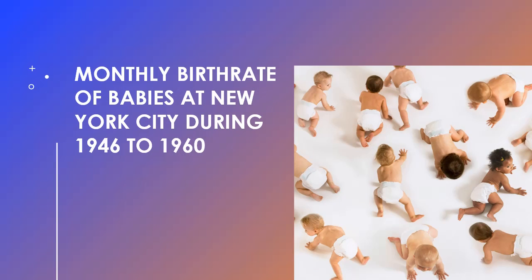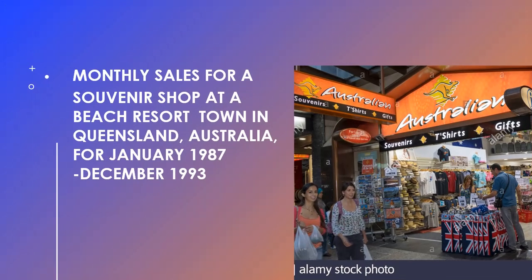The second example is the monthly birth rate of babies in New York during 1948 to 1960. The third example is about the sales in a souvenir shop at a beach resort in Queensland, Australia from January 87 to December 93.